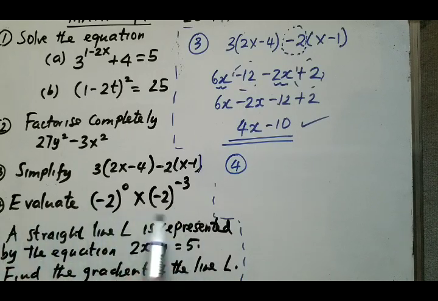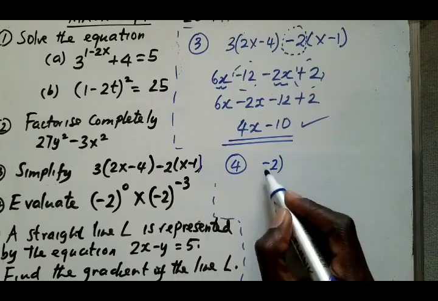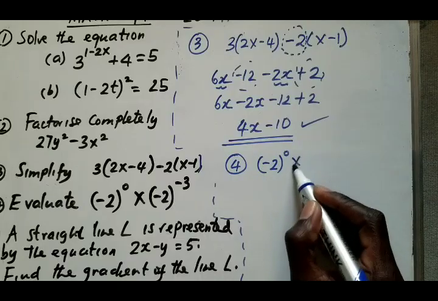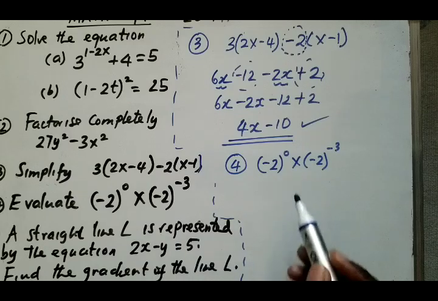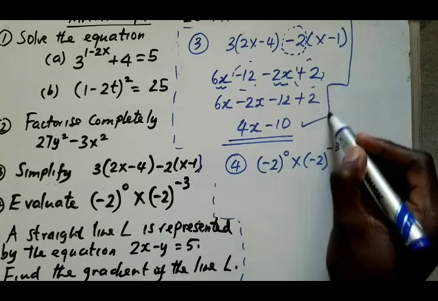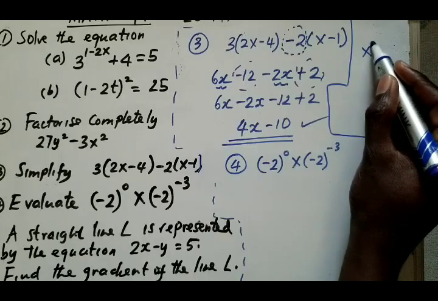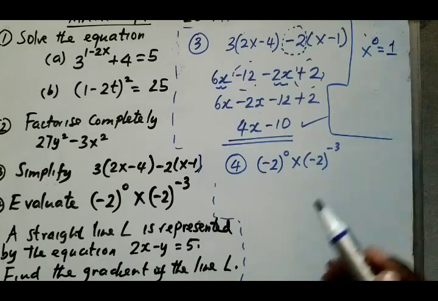Again, this question that says evaluate, the laws of indices come to play. Look at this: (-2) raised to the power 0 times (-2) raised to the power negative 3. If you remember, according to the laws of indices that you looked at, any number raised to the power 0 is equal to 1.